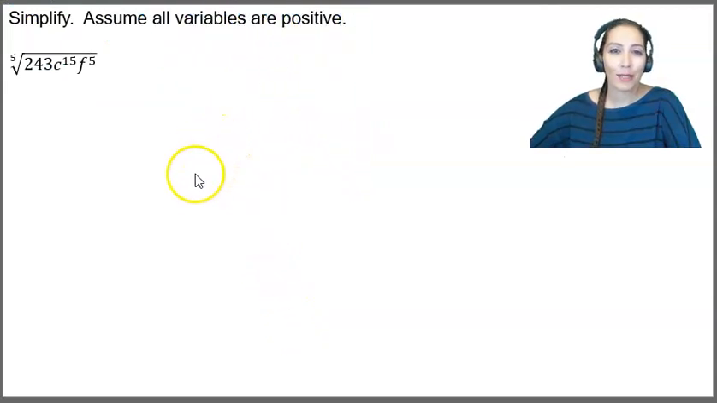Simplify. Assume all variables are positive. We have the fifth root of 243 times c to the 15th times f to the 5th. How do I find the fifth root of a radical?